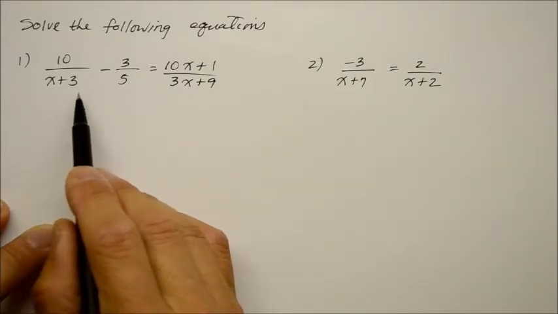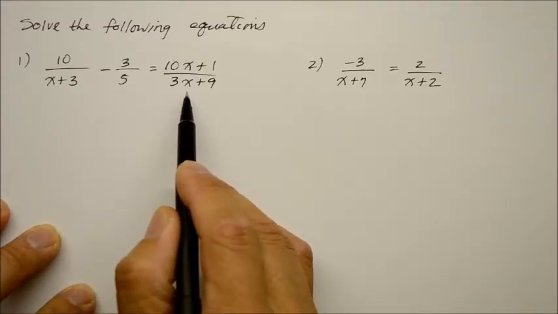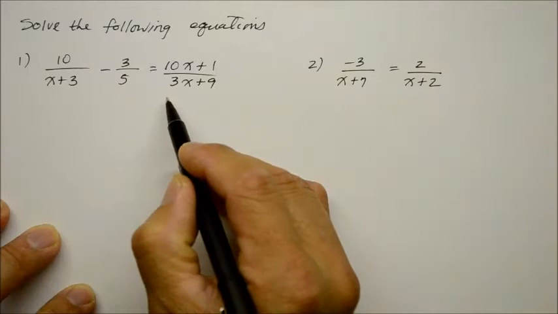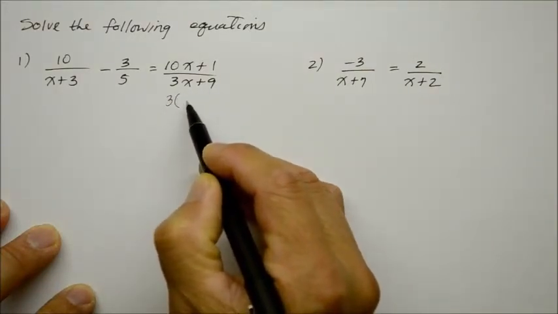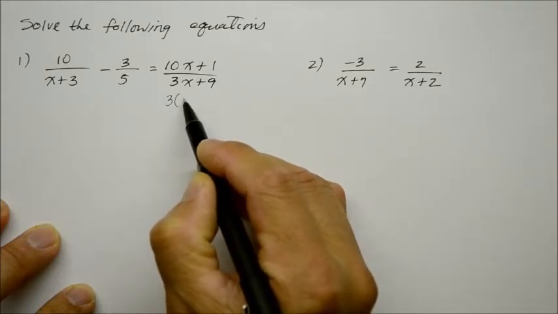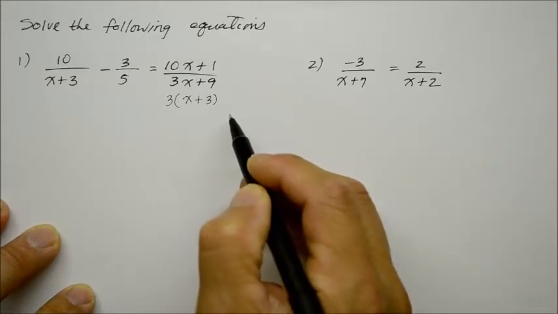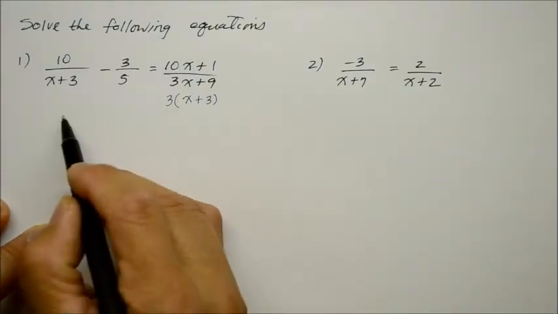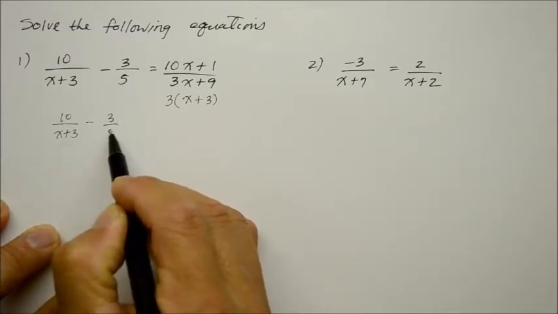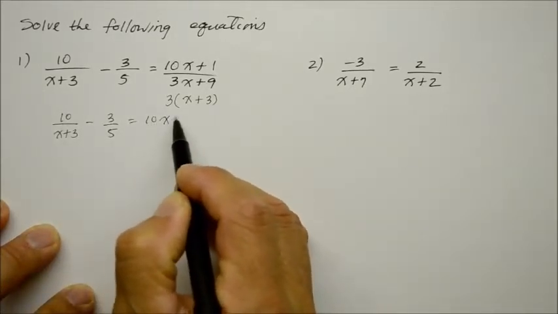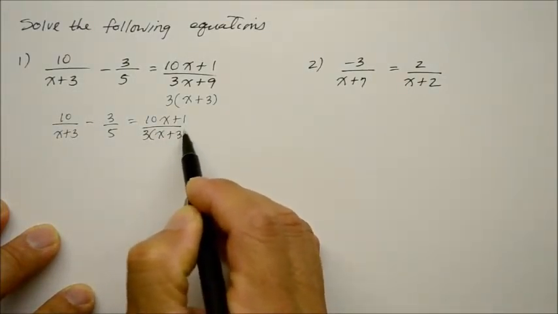Well, we have x plus 3, we have a 5, and we have something that we can simplify. So let me go ahead and do that. Between 3x and a 9, the common factor is a 3. So if I go backwards, I get 3 times x is 3x. 3 times 3 is 9. So let me rewrite that. We get 10 over x plus 3 minus 3 over 5 is equal to 10x plus 1 over the factor form, 3 times the quantity of x plus 3.